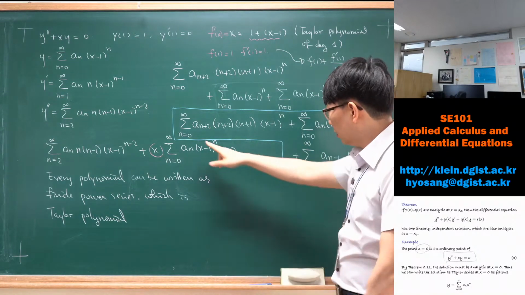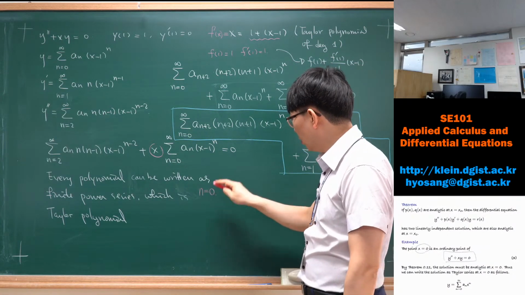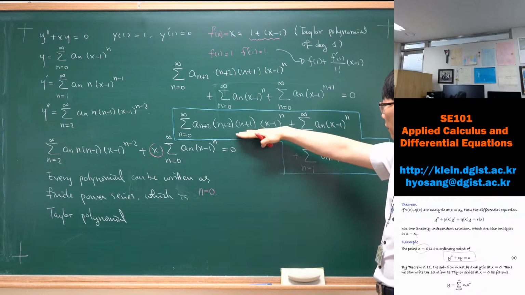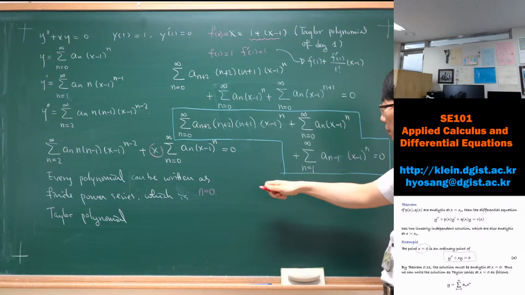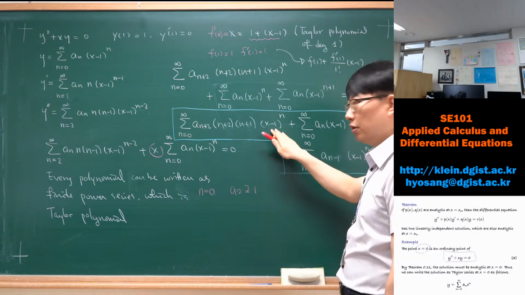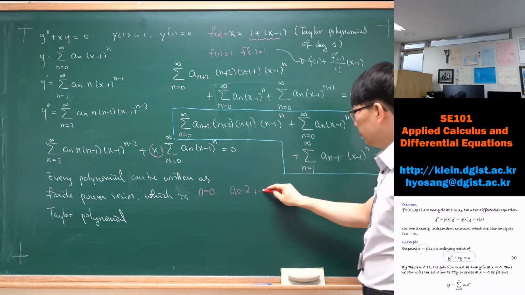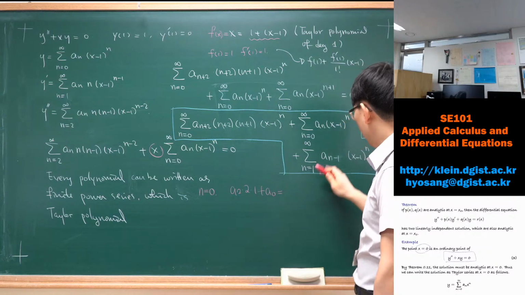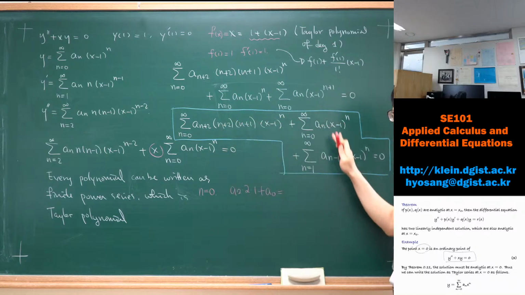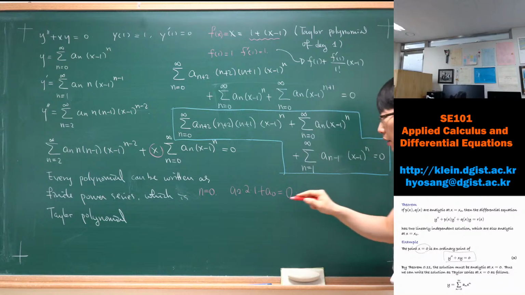So I collect when n equals 0, which is the constant term. When n equals 0, the non-zero term only appears in the first two sums. So the first sum has n plus 2 times 2 times 1, and this is x minus 1 to the 0, so there's nothing here. So this is the constant term of the left-hand side, and everything must be 0, so that must be also 0.